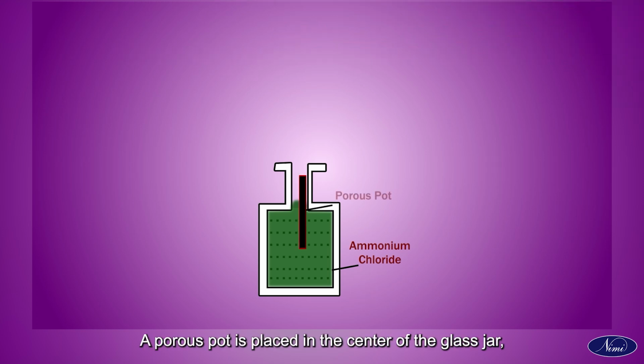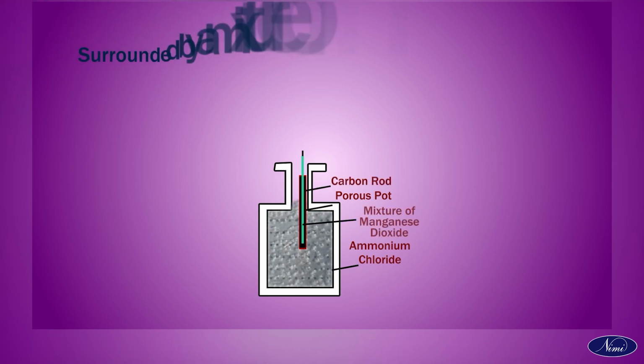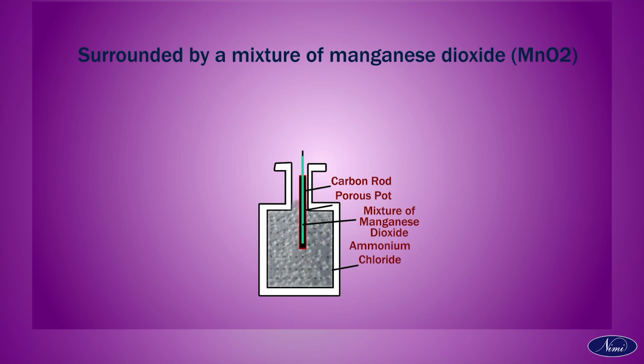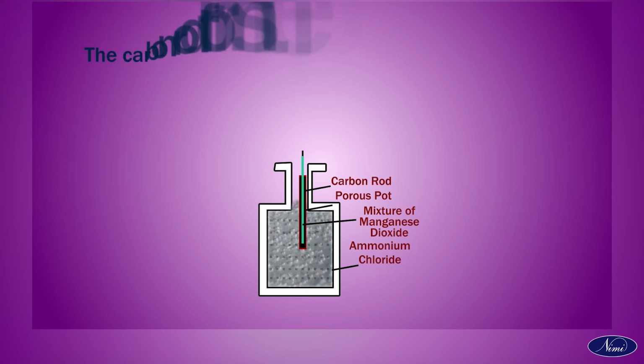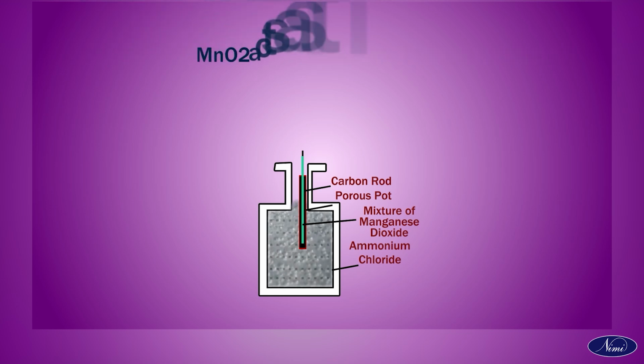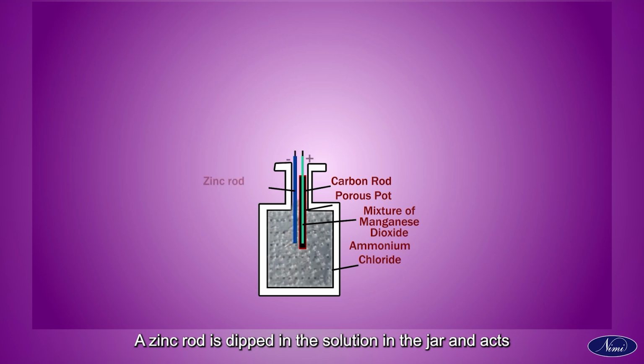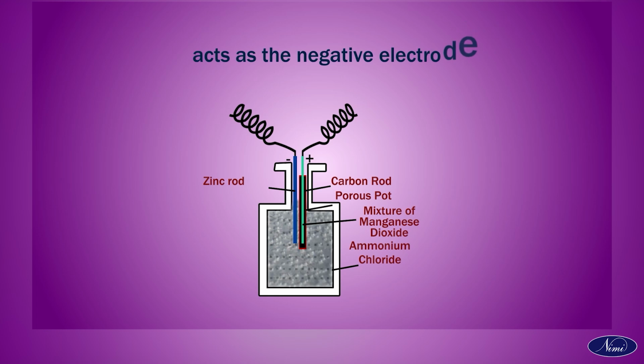A porous pot is placed in the center of the glass jar. The porous pot has a carbon rod in it, surrounded by a mixture of manganese dioxide, MnO2. The carbon rod forms the positive electrode of the cell, and MnO2 acts as the depolarizer. A zinc rod is dipped in the solution in the jar and acts as the negative electrode.